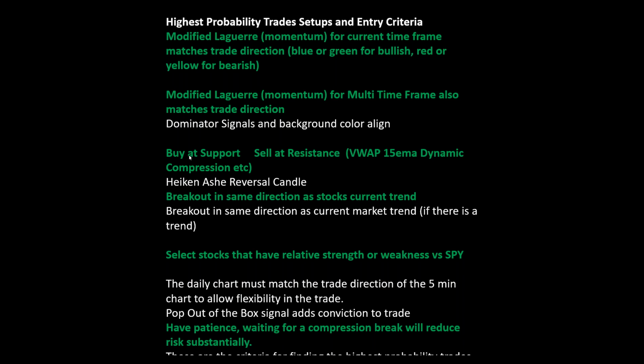Another key here is we want to buy at support and sell at resistance. So when we enter a trade, we want to be buying somewhere near support, like the VWAP or the 15 EMA, dynamic compression, some significant support or resistance level on your chart. We'll also take a look at Heikin-Ashi reversal candles for reversals. If we're looking for a bounce off the VWAP, for example, and the Heikin-Ashi candle produces a Heikin-Ashi reversal, which I cover in a video on Heikin-Ashi candles and how we use them, that's going to give you a confirmation that the reversal has taken place.